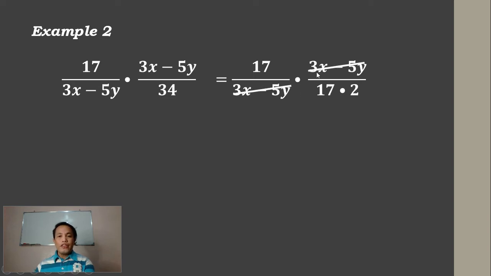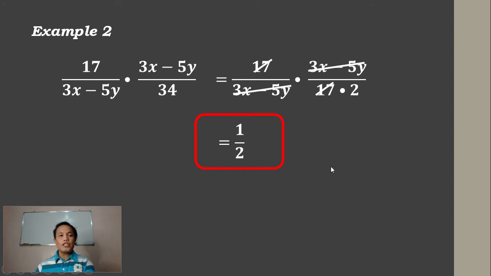So we have here 3x minus 5y in the numerator and another 3x minus 5y in the denominator. So we can cancel this out. And another is we have 17 in the numerator and 17 in the denominator. What shall remain in the numerator is nothing, since we have cancelled out everything in the numerator, but that doesn't necessarily mean that we have nothing left here. What is left in the numerator is 1. What remains in the denominator is 2. That's why our final answer is 1/2.